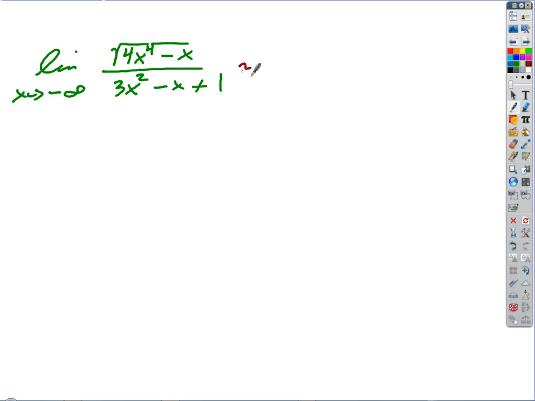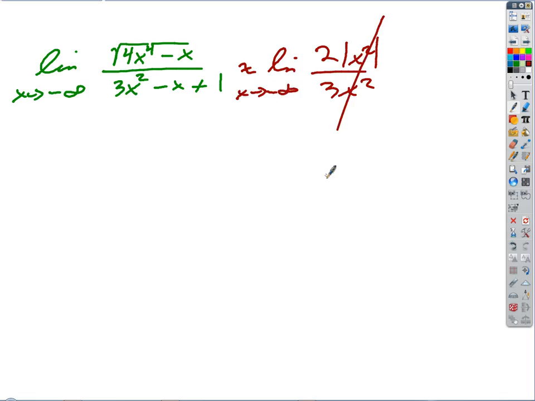And so that just gives us square root of 4 is 2, and we don't need the absolute value bars, right? But just so you can see the connection, over 3x squared and then plus a bunch of minor league stuff that we don't care about. So when we take this limit, those cancel. In this case, it's just 2/3, right?